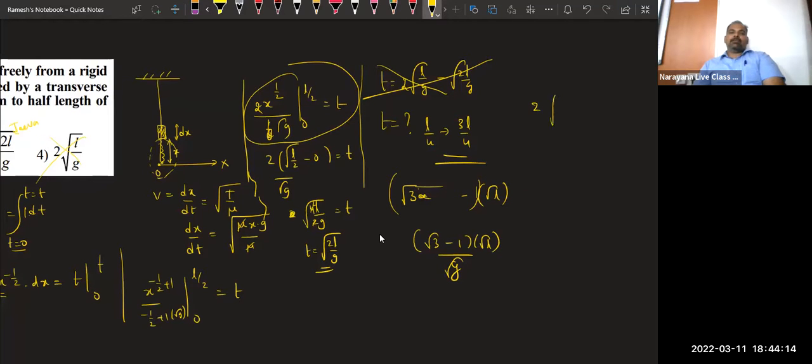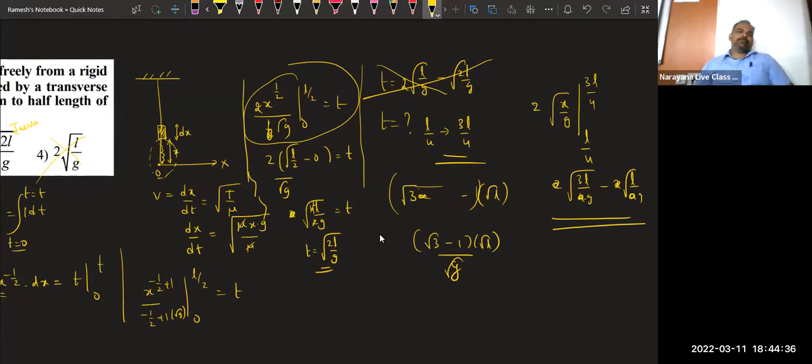This is just limits have to change, Vishal. Yes, sir. From L by 4 to 3L by 4. This is your answer. That's all. So 2 under root of 3L by 4 g minus 2 under root of L by 4 g. That's all. 2 is missing here. Sir, that 2 gets cancelled. Correct. 2 and 4 cancel out, no? Yes, sir. So it's perfect.